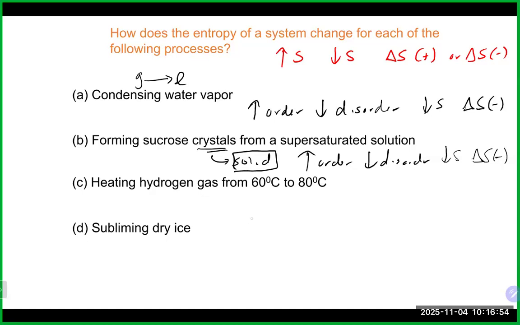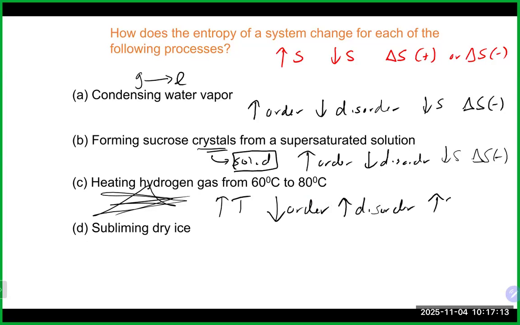Heating hydrogen gas from 60 to 80, we're definitely increasing the temperature, which is going to cause our hydrogen molecules to start flying around a lot faster, cause a lot more disorder as they have a lot more energy. So we definitely are going to be decreasing the order here. We're increasing the disorder, increasing the entropy, and our delta S here should be a positive value. Question on those there.